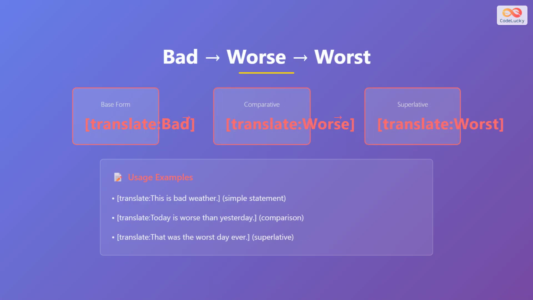Now let's look at the opposite. The base form is bad. The comparative form is worse. For example, today is worse than yesterday. The superlative form is worst. For example, that was the worst day ever. Like good, these words completely change. Notice how similar worse and worst sound, but they're used differently. Worse compares two things, while worst describes the most extreme among many things.